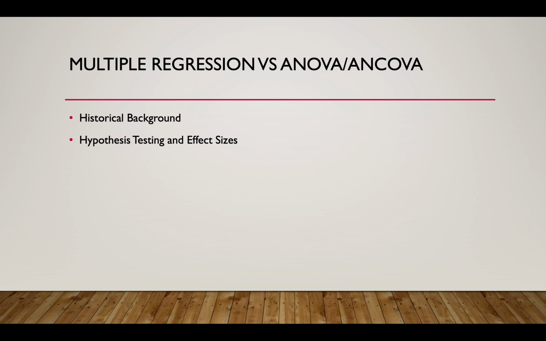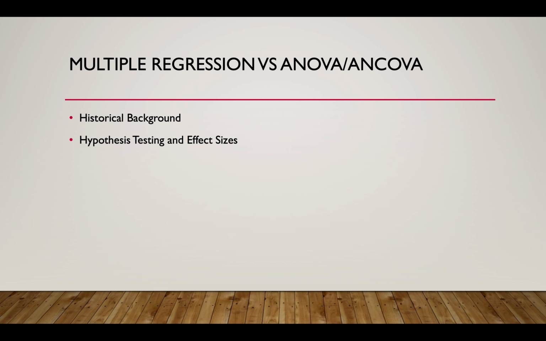In truth, multiple regression and ANOVA and ANCOVA were developed starting around the early 1900s and grew largely independent from each other, despite the fact that they are basically the exact same or very similar mathematics that underlie each of these approaches.